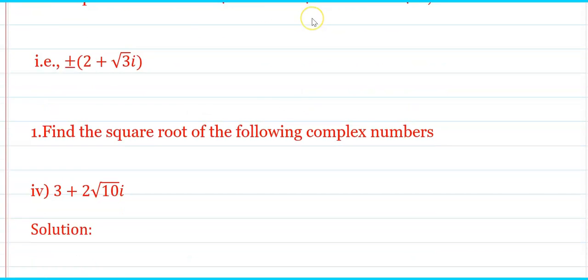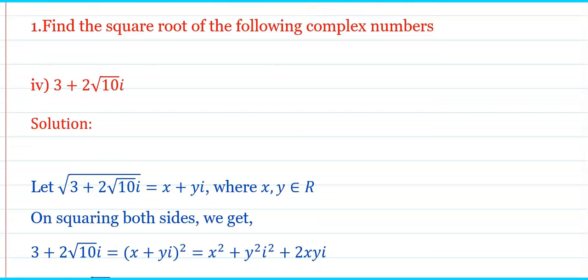Okay, now the next problem. Now the next is find the square root of the complex number 3 plus 2 root 10i. Okay, let the square root of this complex number, root of 3 plus 2 root of 10i, is equals to x plus yi, where x, y belongs to the set of real numbers.